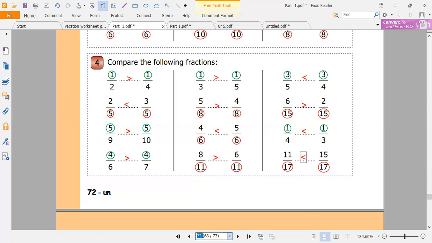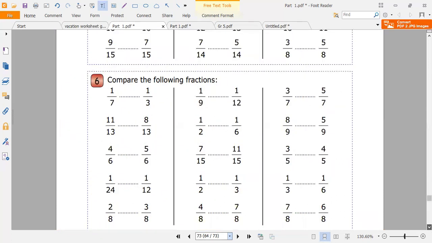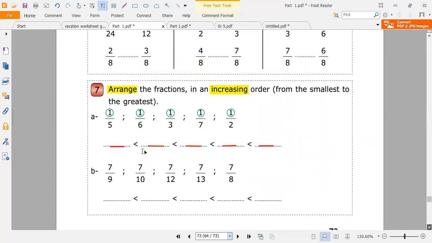Now we want to do exercise 7, part A. Arrange the fractions in an increasing order. What is the meaning of increasing order? From the smallest to the largest. Look, before we compare the fractions, before we arrange them, we have to check if they have the same numerator or the same denominator. Look, all the fractions have the same numerator.